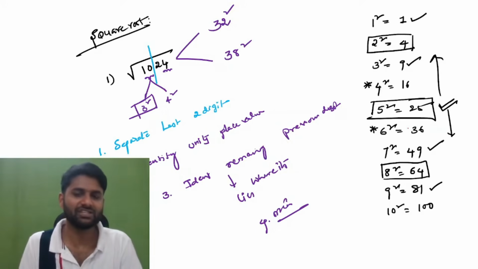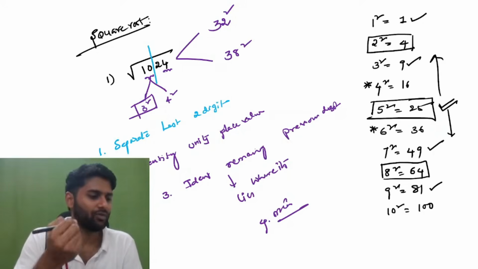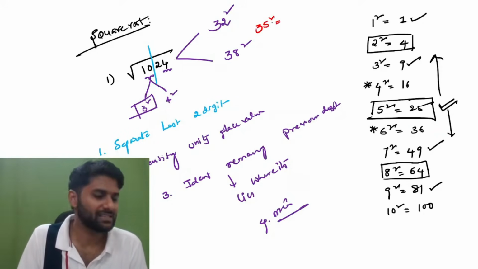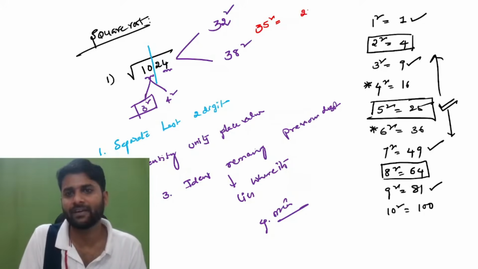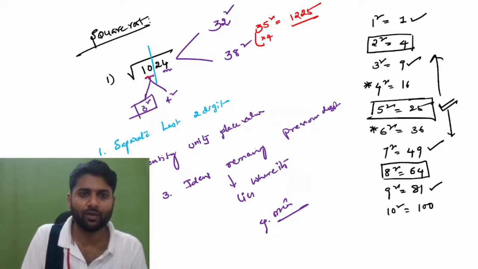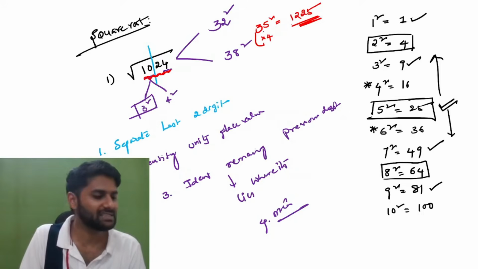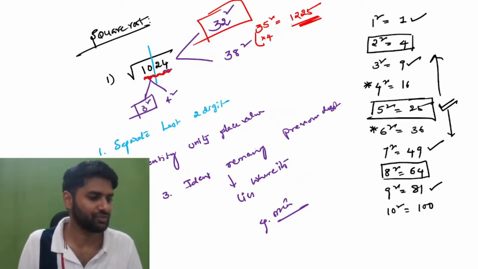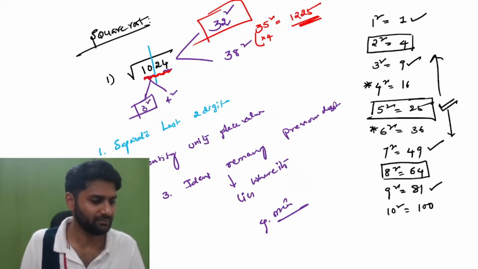You know that each and every units place is repeated above and below 5. So let's take the reference of 35 square, and it's easy to identify the result. 5 square is 25. 3 into the next number 4 is 12, so 1225. If 35 square is 1225, then 1024 is always less than 1225. It means the answer must be less than 35 square. So the answer is 32 square.